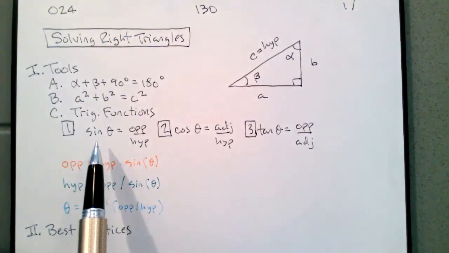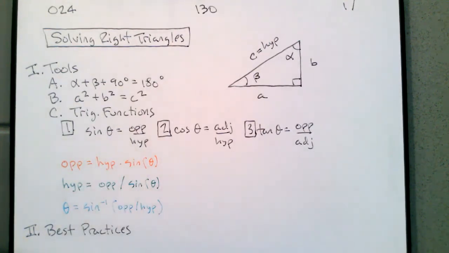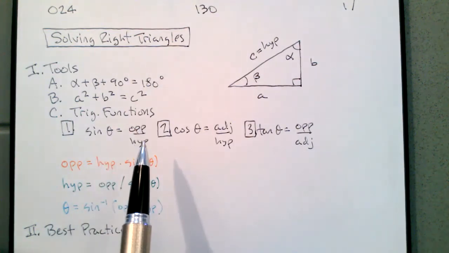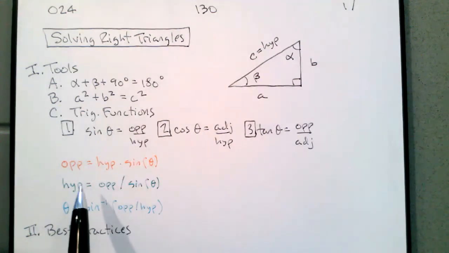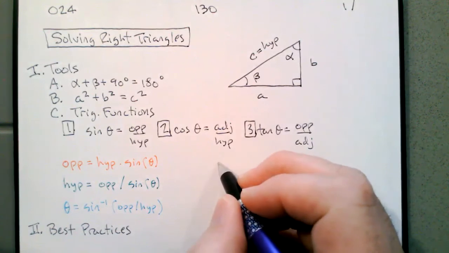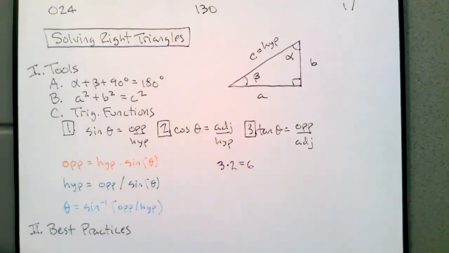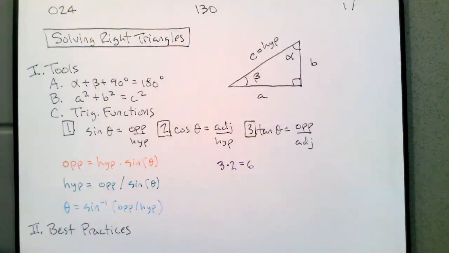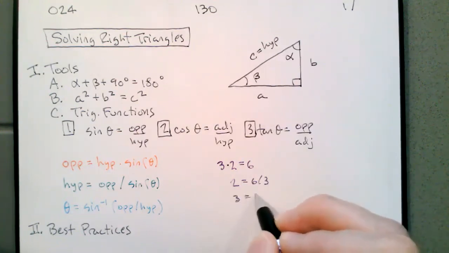One thing to notice here is that the sine of theta is opposite over hypotenuse. So this is just a statement in division. Sine is opposite over hypotenuse. That means opposite is hypotenuse times sine. That means hypotenuse is opposite divided by sine. The way to keep this straight is to remember that if we've got 3 times 2, that's equal to 6. Equivalent statements would be 2 is 6 divided by 3, and 3 is 6 divided by 2.